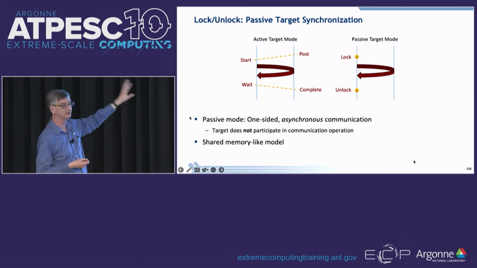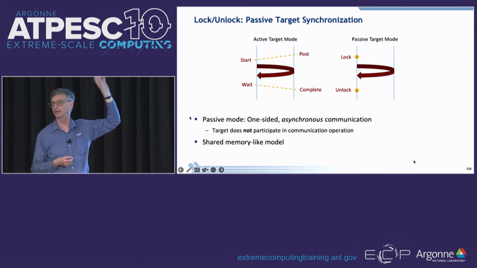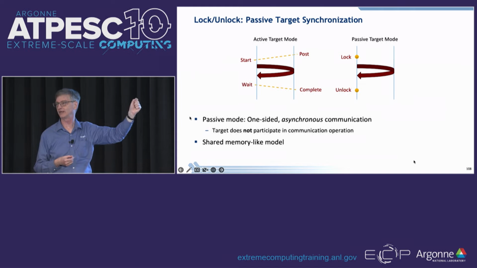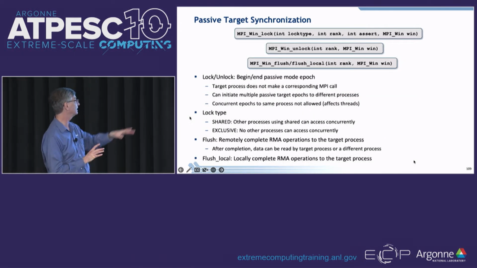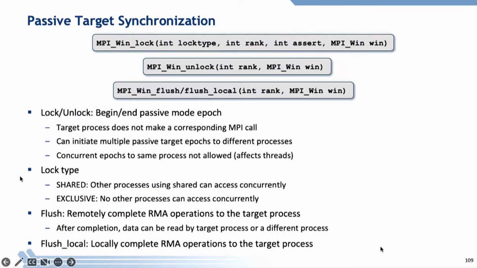In the fence model, even if it's not doing any data motion, it still has to make that data synchronization call. Okay, so the basic routines look like this. There's the win lock and unlock. There's lock and lock all. So lock all is for all the processes in the window. If you just need to do operations to a single process, then you have to specify the rank and the window. Then there's a lock type.